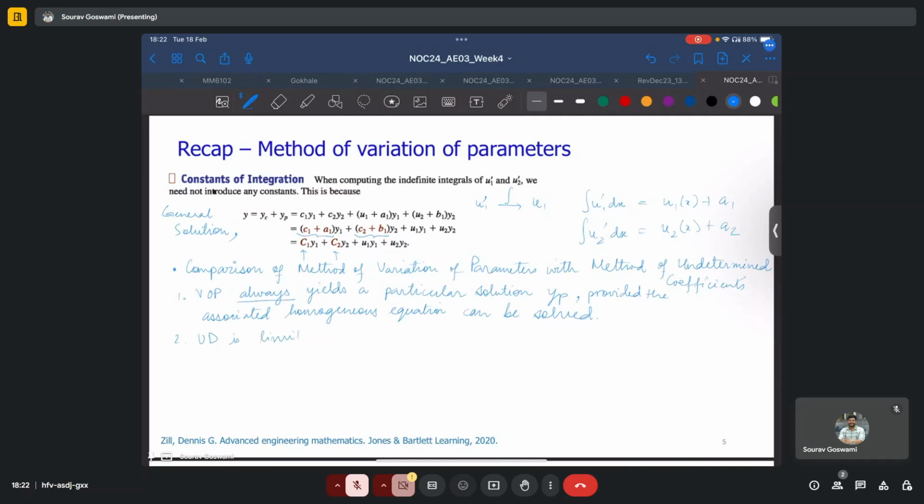Second, it has been seen that the method of undetermined coefficients is limited to cases where the input function is of some elementary types, or a combination of a few types of elementary functions, such as ones involving constants or polynomials or trigonometric functions, or exponential, as we discussed.